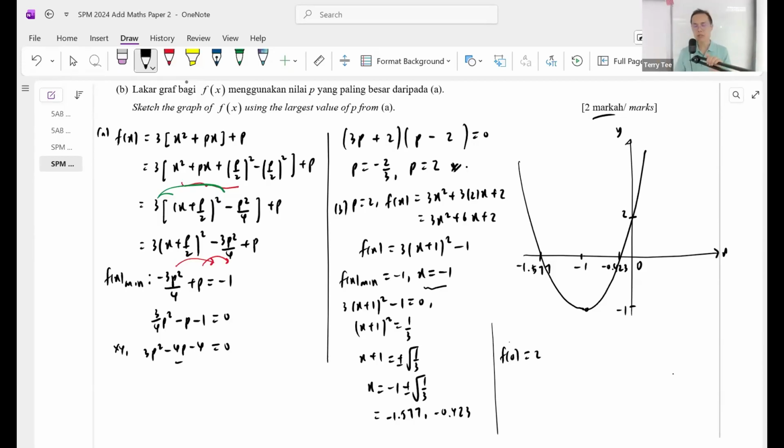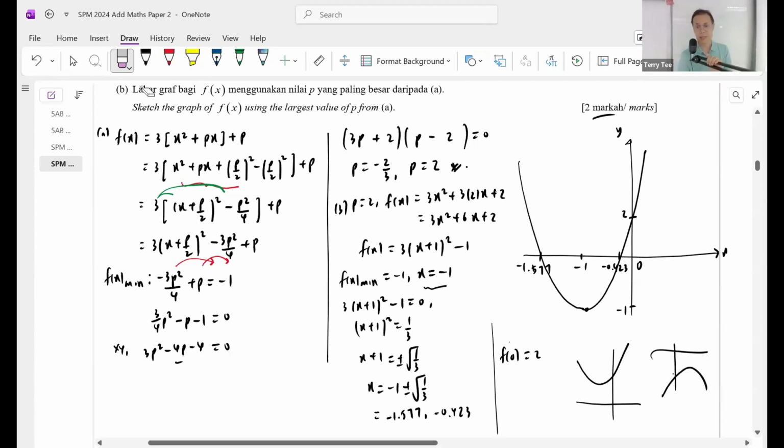Not all quadratic functions will cut, because sometimes you have a minimum graph like this, then it doesn't have any x-intercept, or you have a maximum graph like this, it doesn't have any x-intercept. But in this case, yes, you have, and the answer is not pretty, it's in decimal point, or you can write in surd form. Either way, they're both okay.